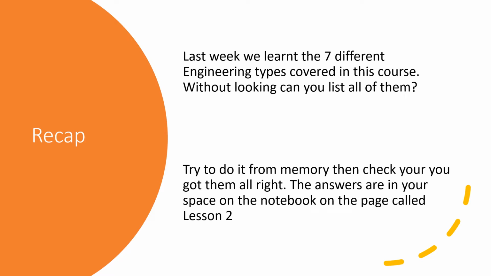So first things first. Last week we talked about the 7 different types of engineers, or the branches of engineering that we cover within this course. Can you name them without looking at your notes or the PowerPoint from last week? Try it just now in your head or on a piece of paper. This is just for yourself. You do not need to write this in the class notebook on the team.